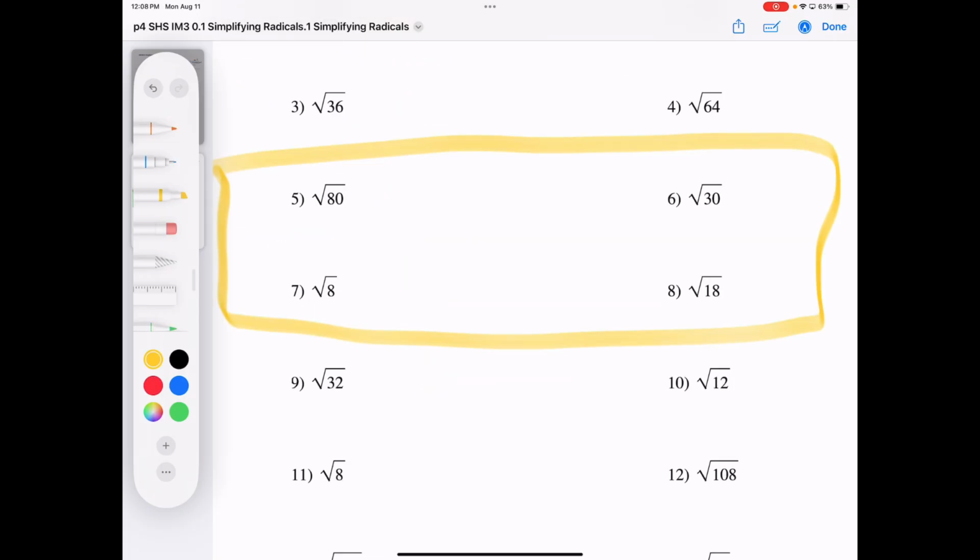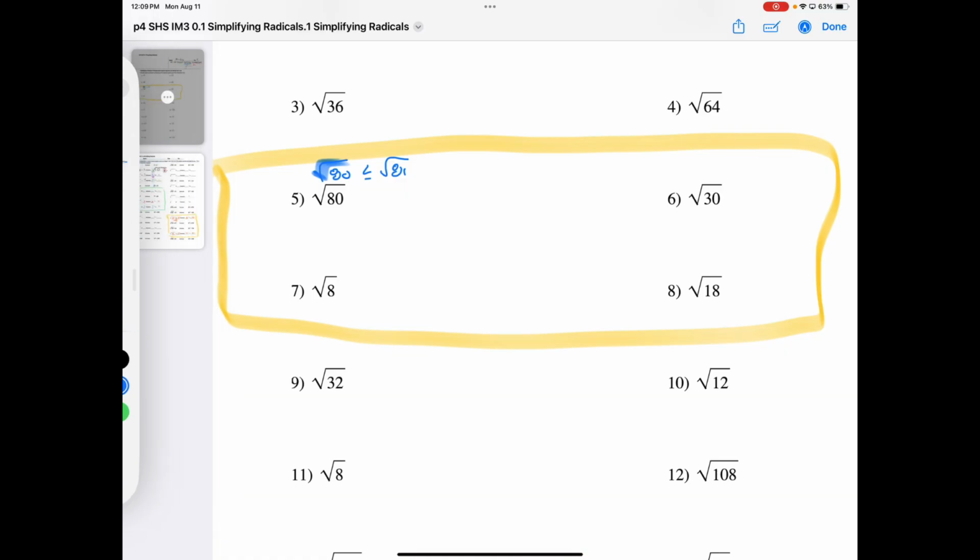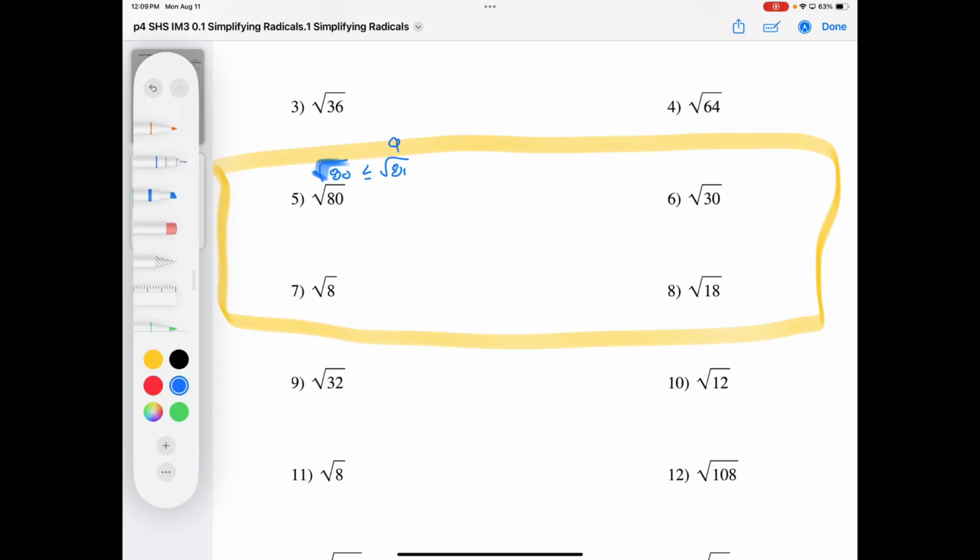Okay, in questions 5 to 8, the trick is to get perfect squares in here. But obviously they're not a perfect square. So here is a way to approximate. For example, the square root of 80 is smaller than the square root of 81. And the square root of 81 is what number? 9. So I know my answer, if you put it in your calculator, is going to be less than 9. Are you following me? It's like 8 and change, okay?